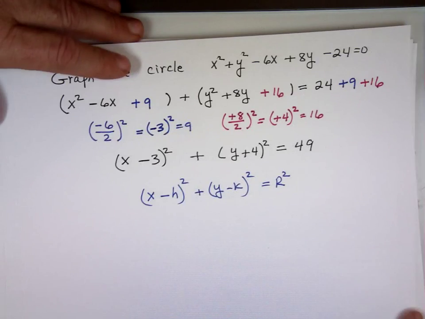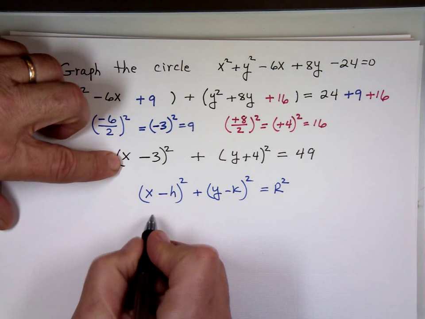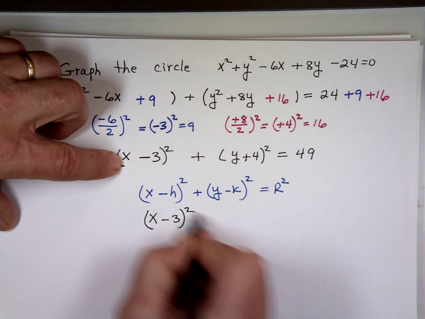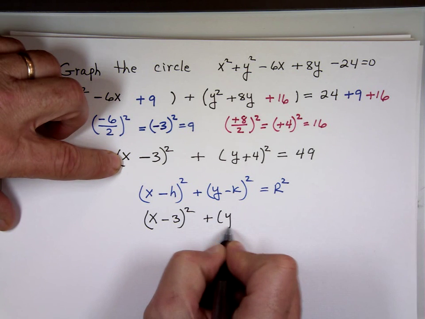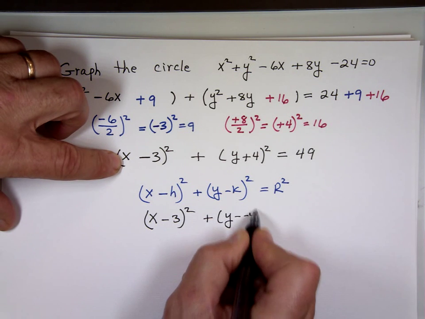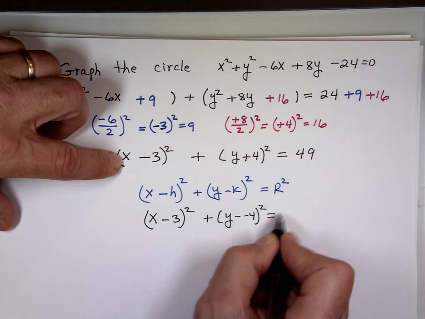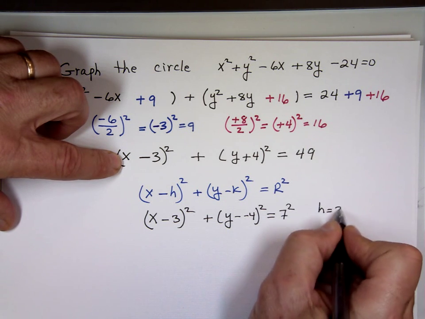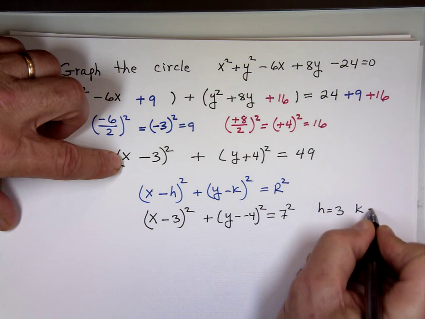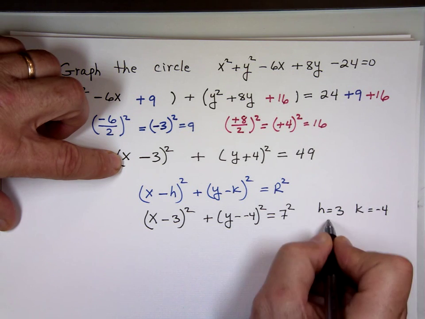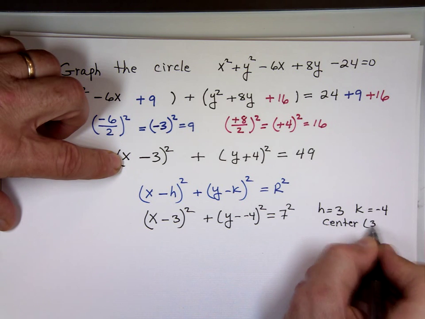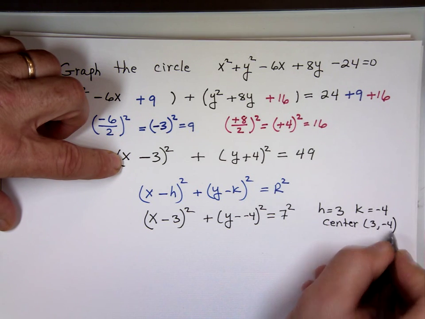So now if you try to match it with this, that's what? X minus 3 squared plus y minus a negative 4 squared equals 7 squared. H equals what? 3. K equals negative 4. That means the center where? 3 and negative 4. And what's the radius? 7.